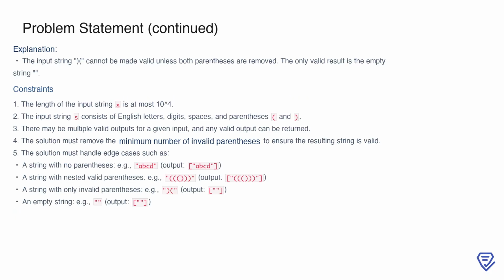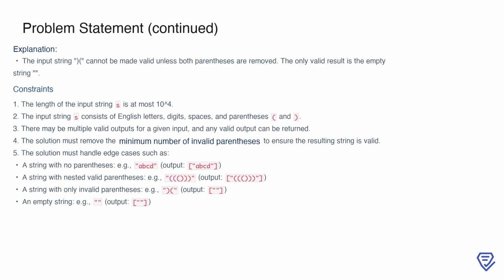Finally, let's consider a simpler example. The parentheses in this string are completely imbalanced, as the closing parenthesis appears first, followed by an opening parenthesis. To make this string valid, we need to remove both parentheses, leaving the empty string as the only valid result.